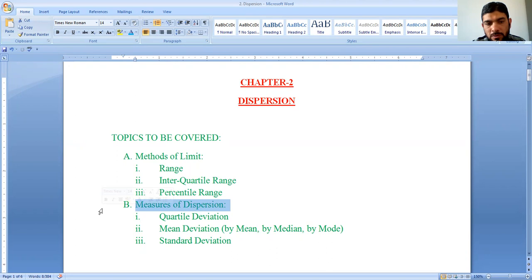Measures of dispersion has three topics, that is quartile deviation, mean deviation by mean, mean deviation by median, and mean deviation by mode. So these topics will be covered in this, and the last topic is standard deviation. Today we are going to take topic number one, that is method of limits, and we have to cover the topic range in this.